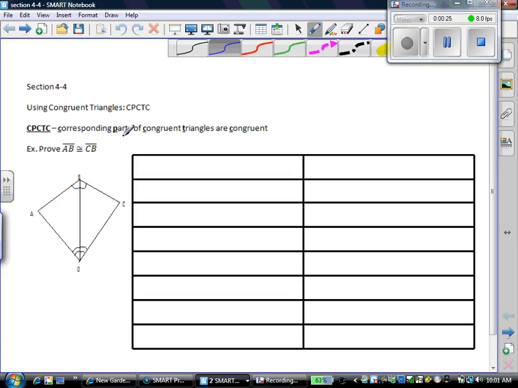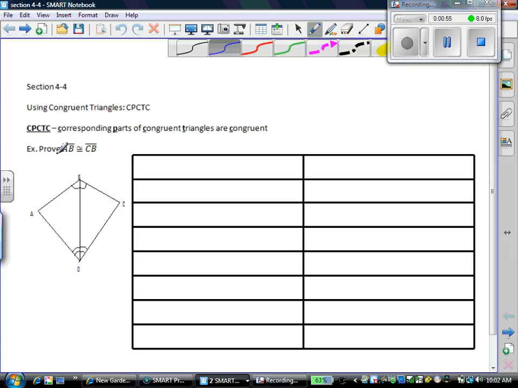So corresponding parts. So we've talked about what corresponding means. So things, angles, and sides that are in the same position in congruent triangles are going to be congruent, okay? Which hopefully should make sense. So if I can prove these two triangles are congruent, then maybe I could be able to say angle A is congruent to angle C because they're in corresponding positions and they're congruent triangles, so they need to be congruent.